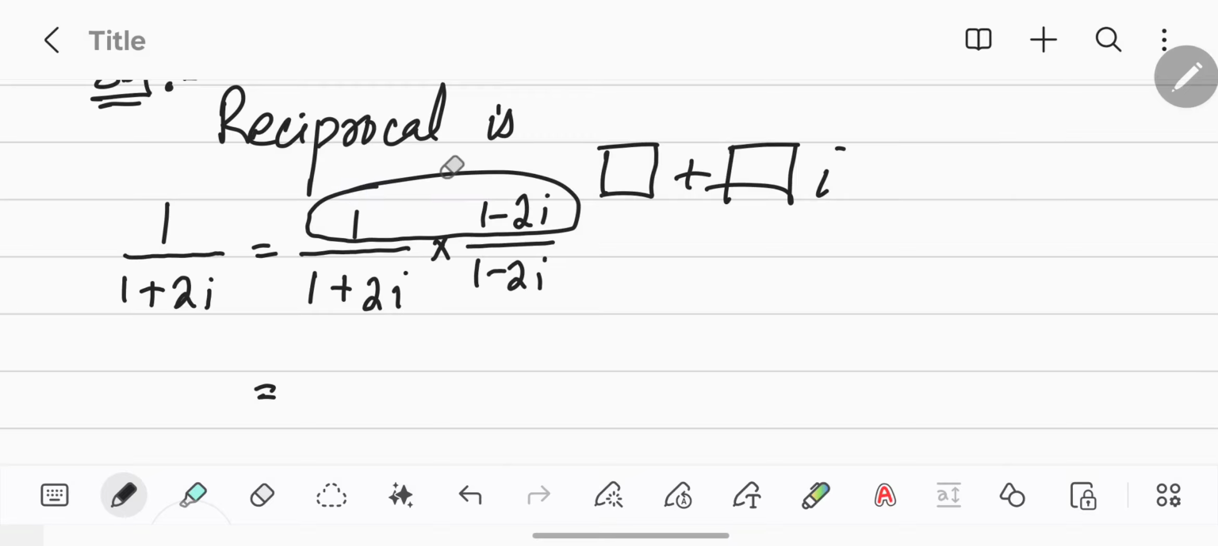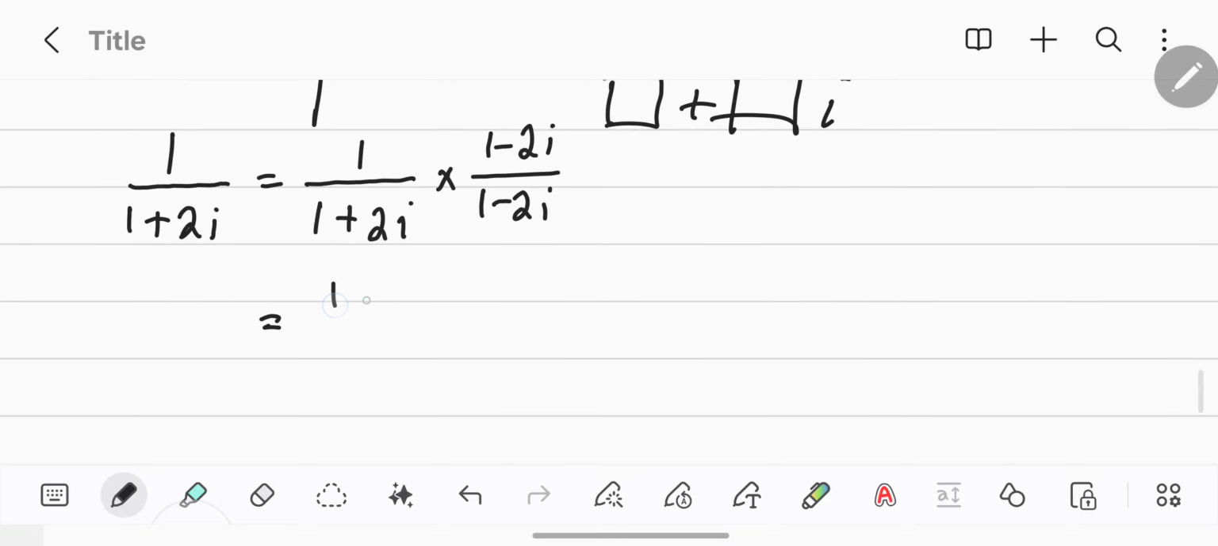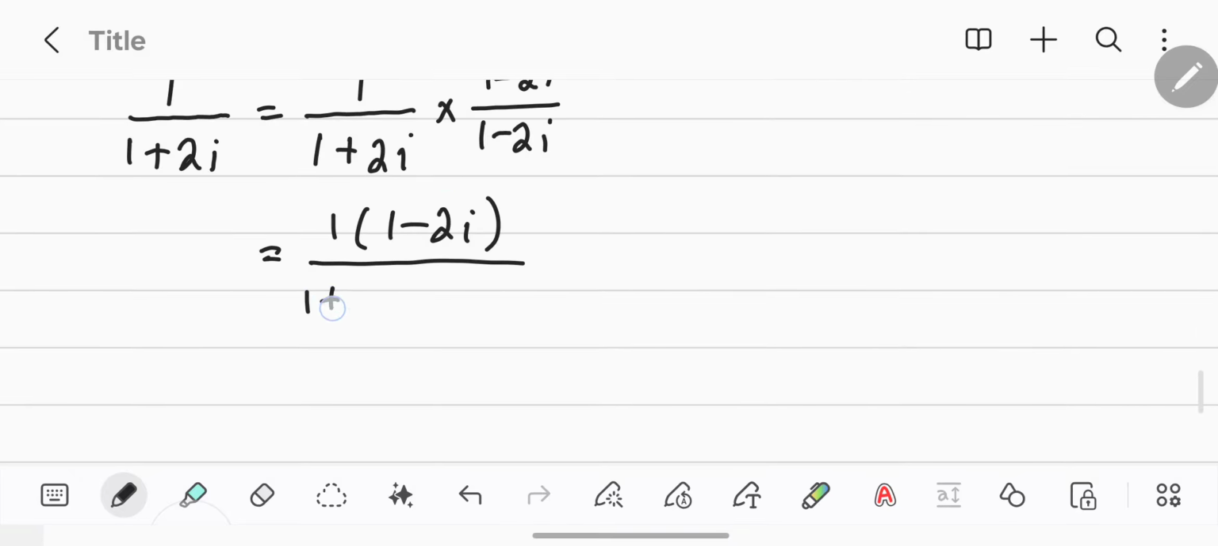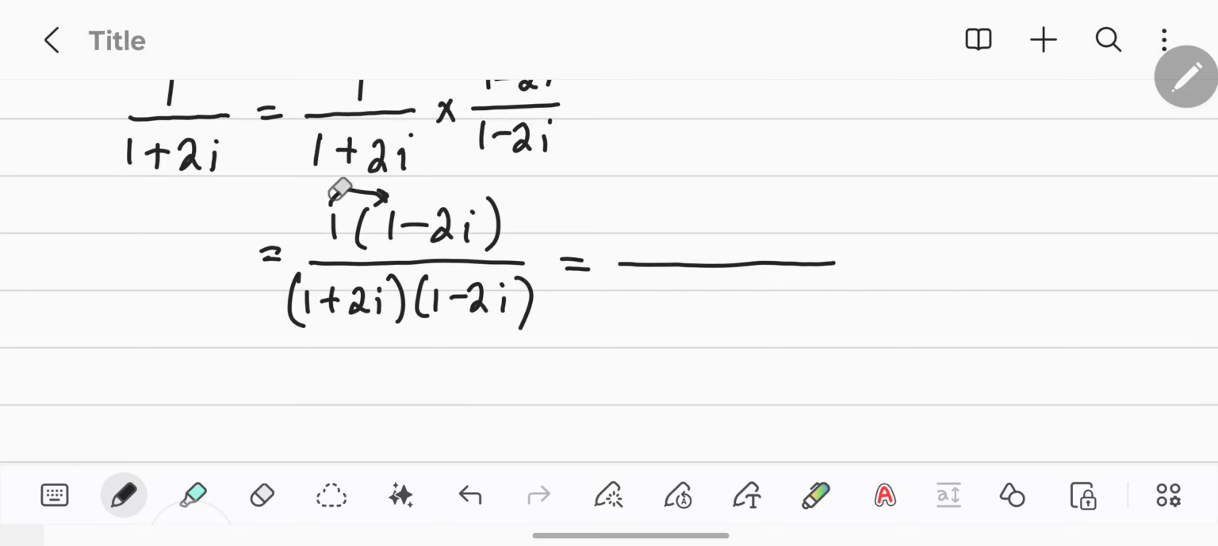Multiply the numerators. So, what is this? 1 times 1 minus 2 iota, and multiply the denominator terms with each other. It is 1 plus 2 iota times 1 minus 2 iota. If I make more simplifications, 1 times 1 is 1, minus 1 times 2 is 2. So I will write 2 iota, 1 minus 2 iota, right?